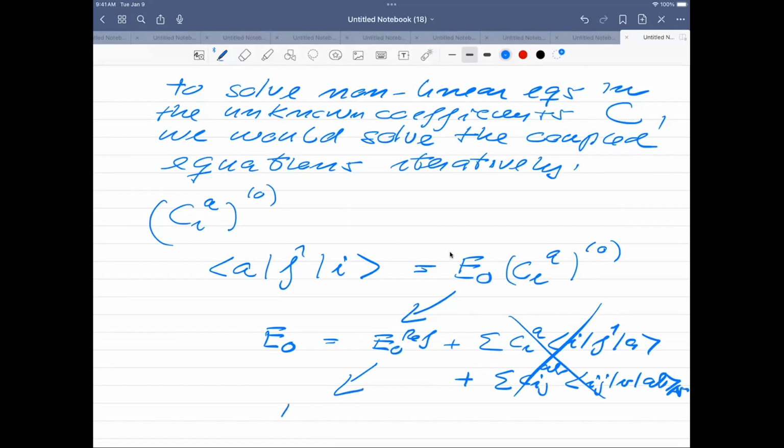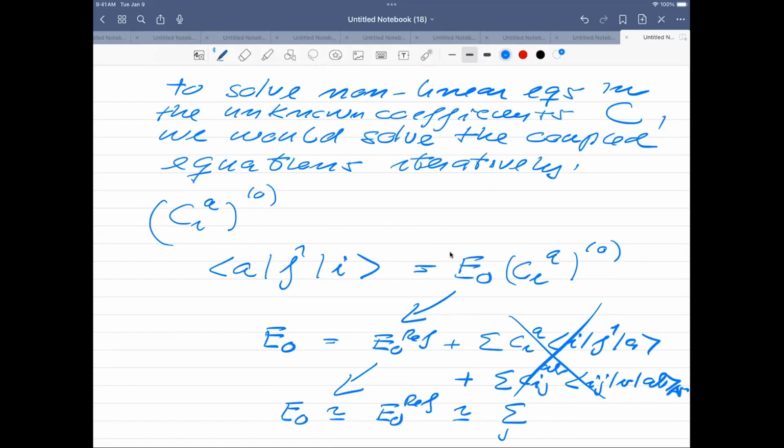So this E0 is then approximated with the E0 from the reference energy, which is further approximated with just the sum over the states below the Fermi level. So that's a pretty simple approximation which can be made. So then we have a starting value for these coefficients.